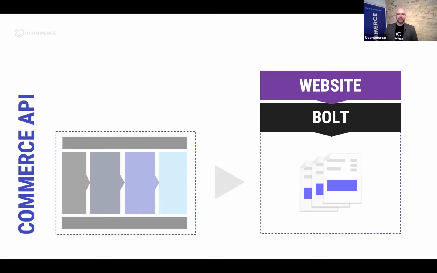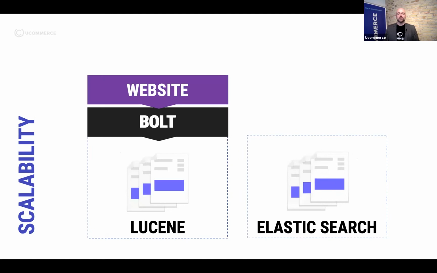So with Ucommerce 9.4, we're introducing a new provider for Bolt, which works in addition to the Lucene provider, which is based on Elasticsearch. Elasticsearch is an industry standard search engine which provides enterprise search capabilities, as well as the ability to run on multiple servers, and thus enabling you to scale across many instances for your e-commerce solution. It has the added benefit of enabling you to scale independently of whatever CMS you're running in.